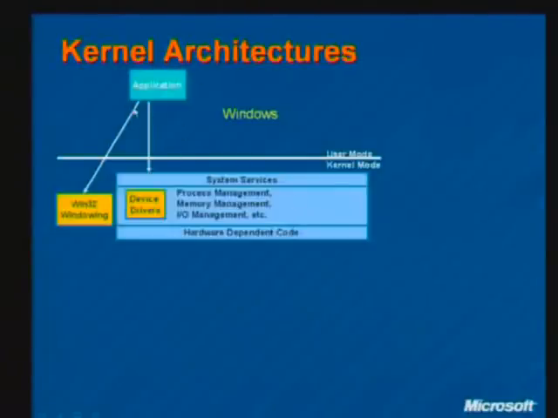You've got an application up here in user mode. When it wants to perform a graphics operation, like draw to the screen or create a window or create a menu, it does a call into the kernel, into the Win32 windowing subsystem.